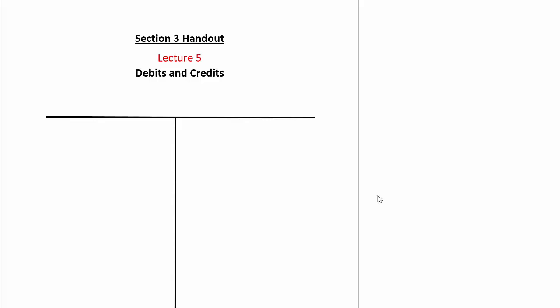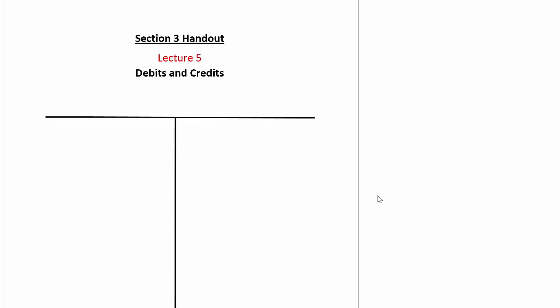So now we're going to go over the debits and the credits, and we're going to demystify them because I'm sure a lot of you have heard debits and credits before. Now we're going to go over what they are, and it's actually pretty darn simple. So at the end of this lecture, you'll have a pretty good understanding of it. Obviously, by the end of this course, you'll have a very strong understanding of debits and credits.